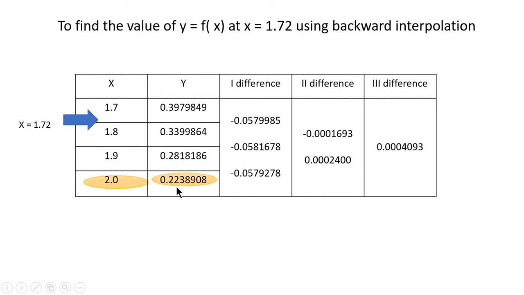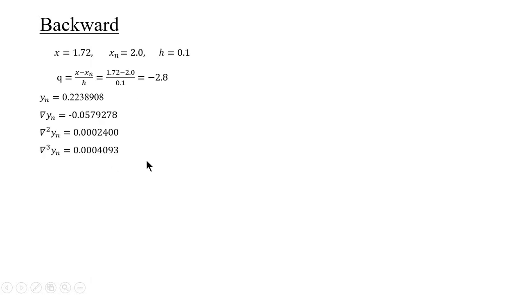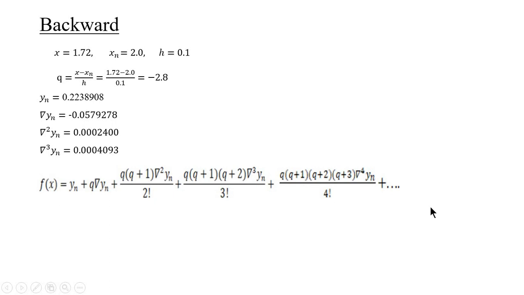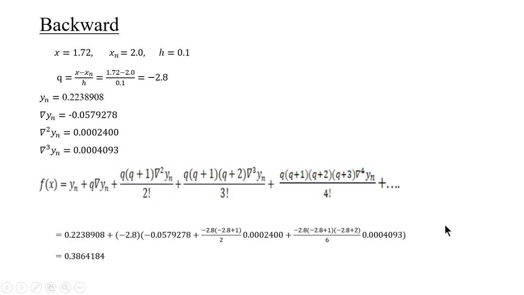This will be yn. This will be del yn, del square yn, del cube yn. So xn is the value below x. I can use the end of the tabled values. From these values we can compute q using x. xn is 2.0 and h is 0.1. q is minus 2.8. These are the tabled values. Substitute in this backward interpolation formula and you get the answer as 0.386418.